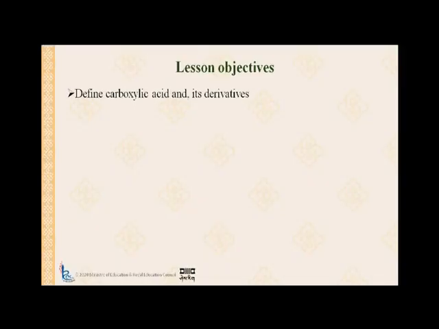Now before I present to you all the details of the lesson, first of all let's look at what the objectives of this lesson are. The first objective of the lesson says define carboxylic acid and its derivatives. The second, give examples of common carboxylic acid and its derivatives. So after defining, you must be able to give some examples of common carboxylic acid and its derivatives.